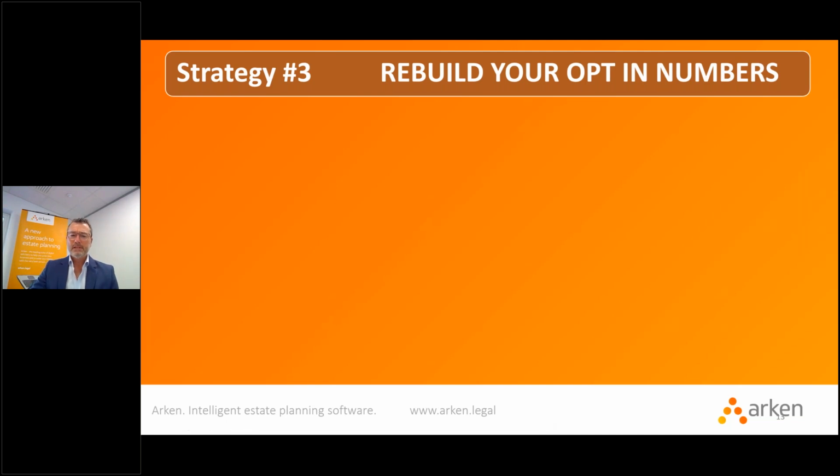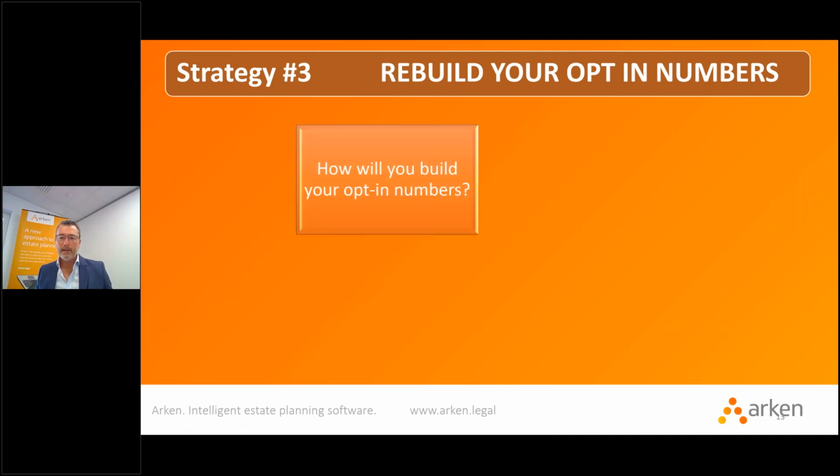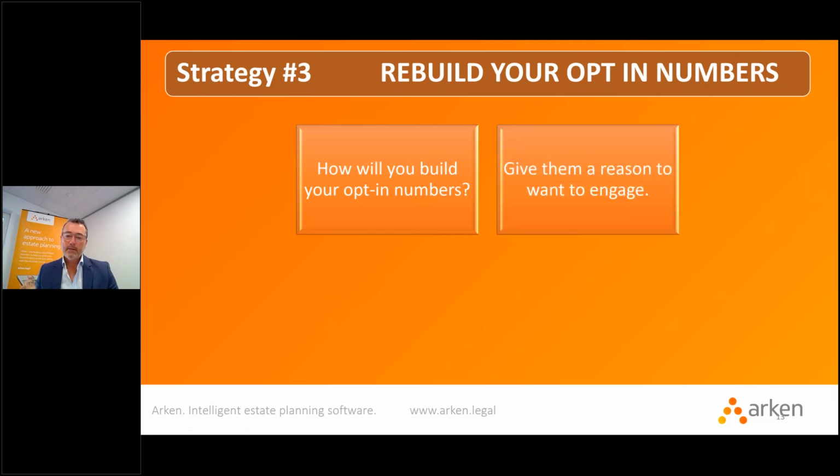Okay, strategy number 3. Seems logical, doesn't it? Rebuild your opt-in numbers. But you say, well, how? How do I build my opt-in numbers again? Because if I'm down at 10%, I've lost 90%, then that's a really significant rebuild that I've got to do. So, a couple of things. Give them a reason to want to engage with you is the first takeaway that I'd say is relevant here.